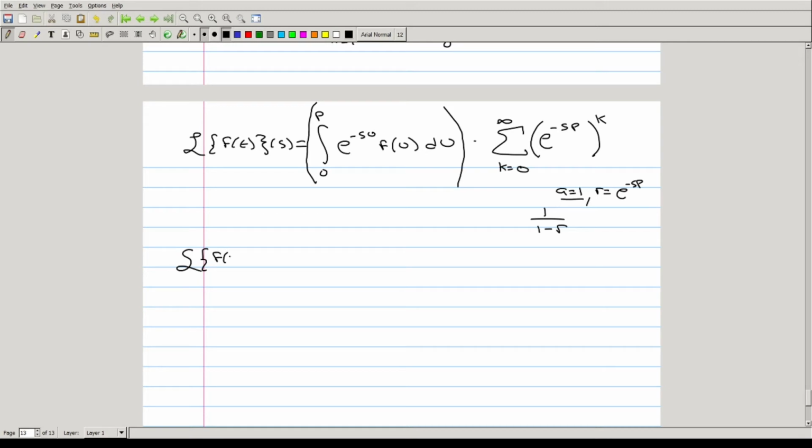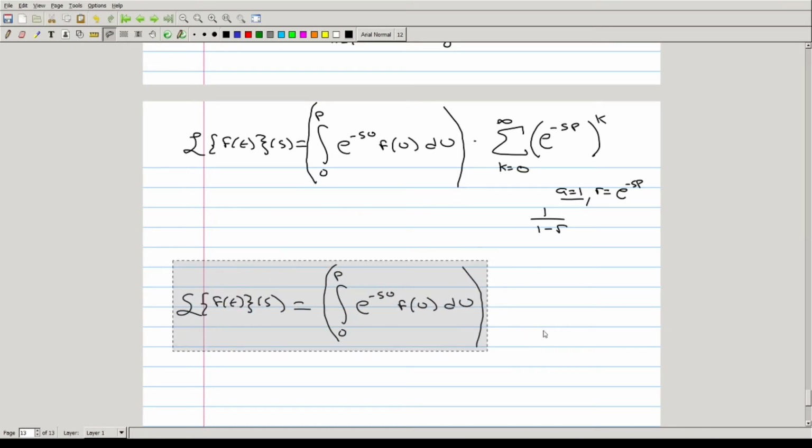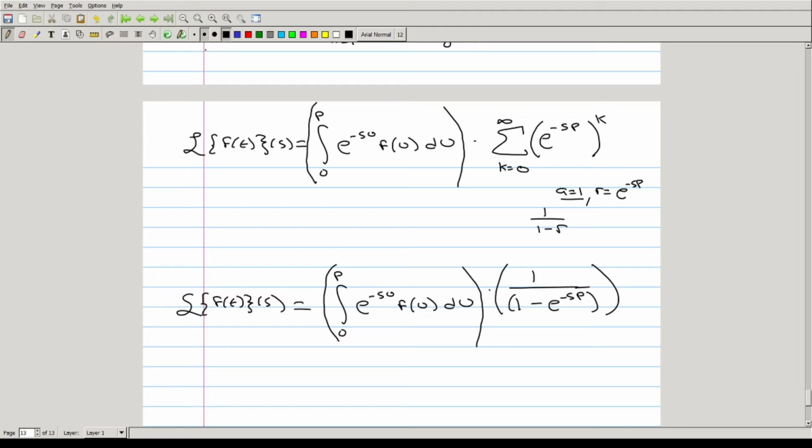The Laplace transform of f of t then would be equal to the integral of the function over the first period times e to the negative s times u, multiplied by one over 1 minus e to the negative s times p. Which gives us the equation that we wrote down originally.